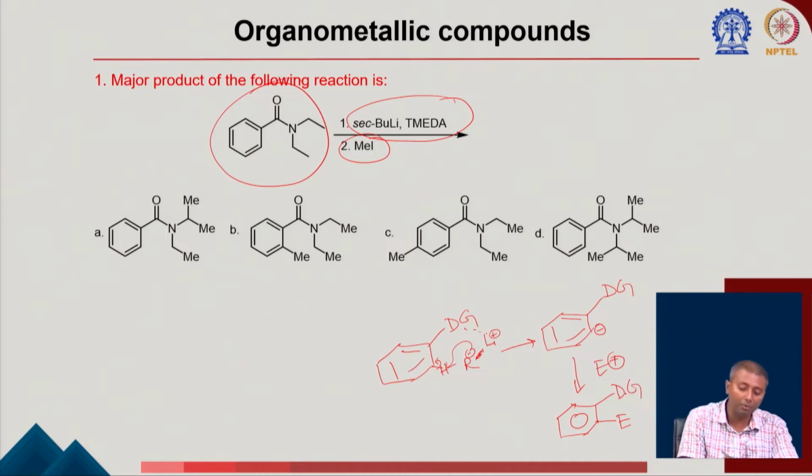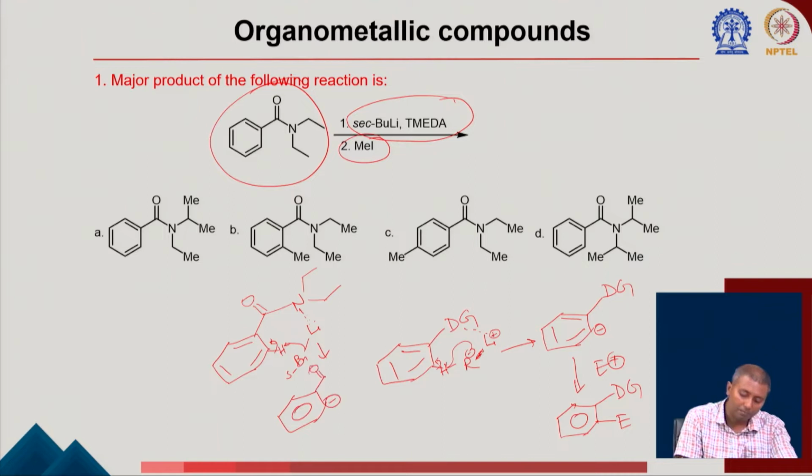So in this problem, what is happening? You have a carbonyl here. This can chelate with your lithium and the corresponding sec-butyl lithium can take this proton and generate a carbanion. Now if you treat with methyl iodide, what is going to happen? It gets rid of the iodine, correct? So that can act as an electrophile to introduce a methyl group. So this is acting as a directing group to introduce methyl in the ortho position of this amide.